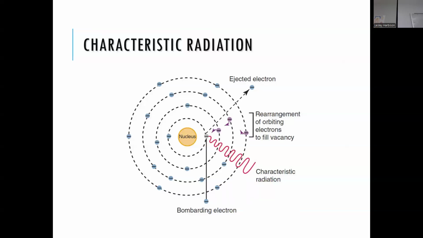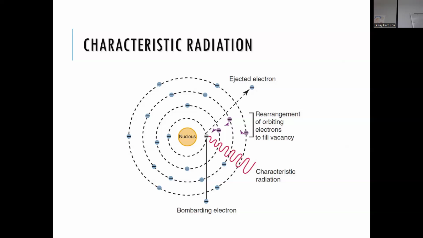So the bombarding electron comes in, and if it were to knock out a K shell electron, which is the closest one to the nucleus, it ejects that electron. We now have an ion. We have an ion pair because that atom is no longer neutral, and we have this negatively charged electron just out in the world.